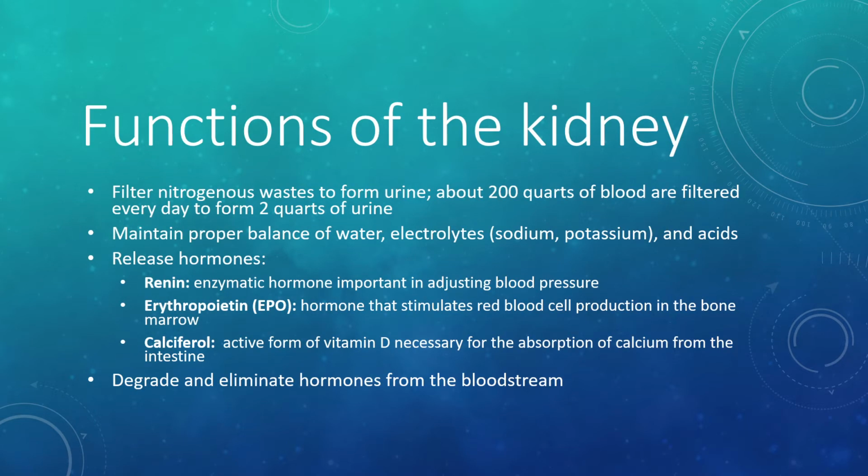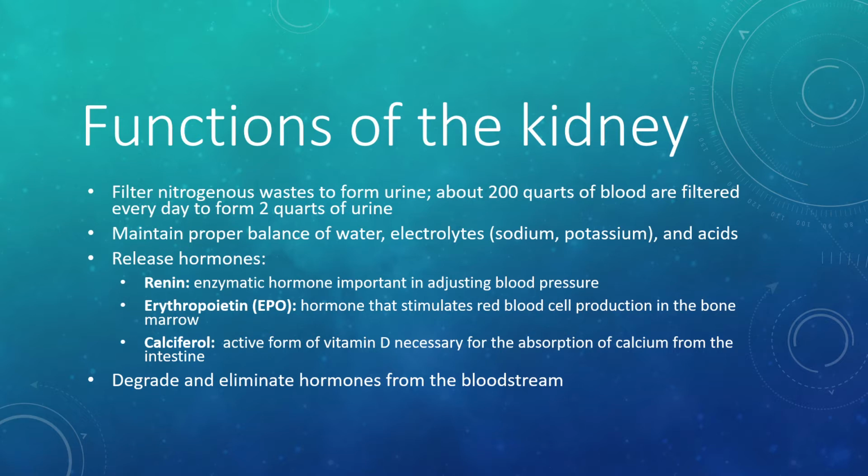Functions of the kidneys. The kidneys function to filter nitrogenous waste to form urine. About 200 quarts of blood are filtered every day to form 2 quarts of urine. The goal here is to maintain proper balance of water, electrolytes, sodium and potassium, as well as acids.